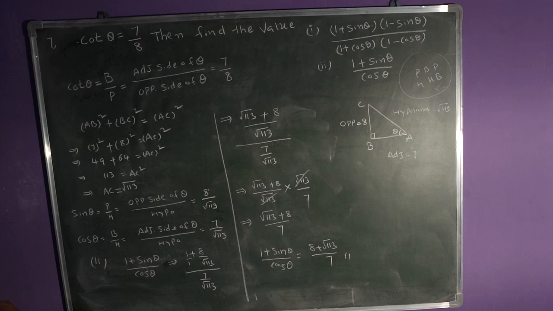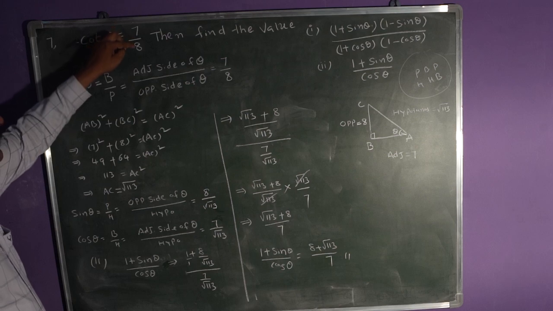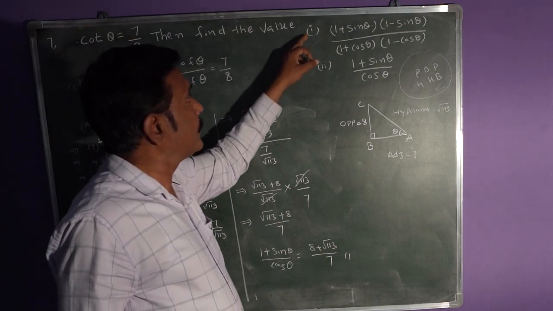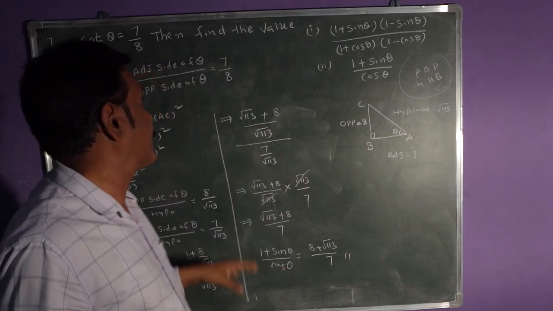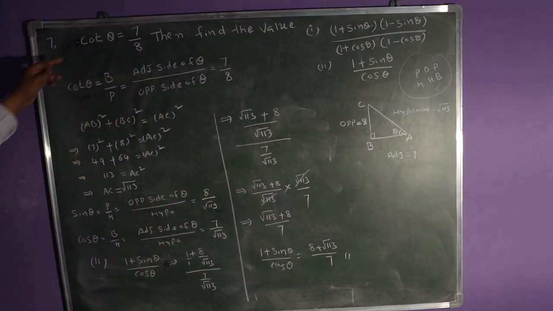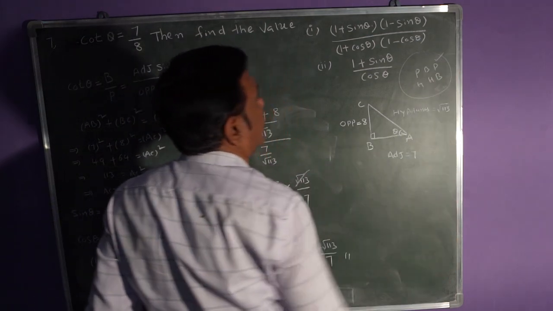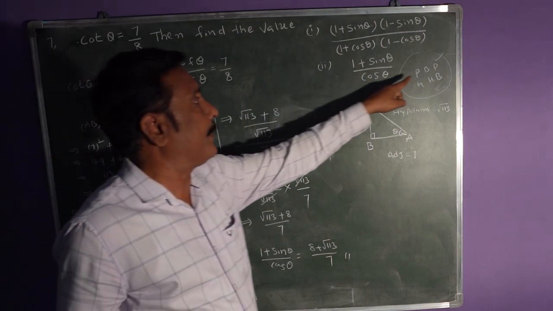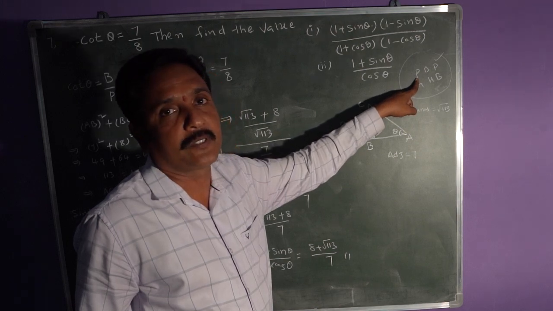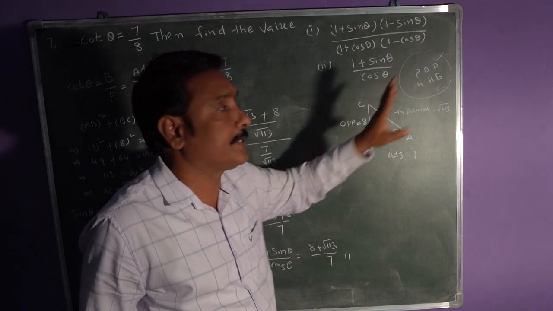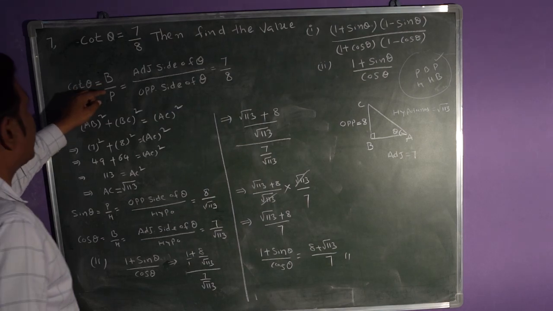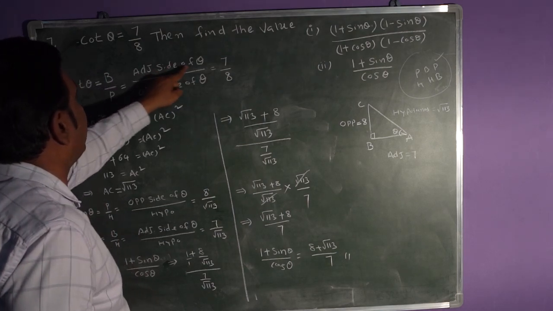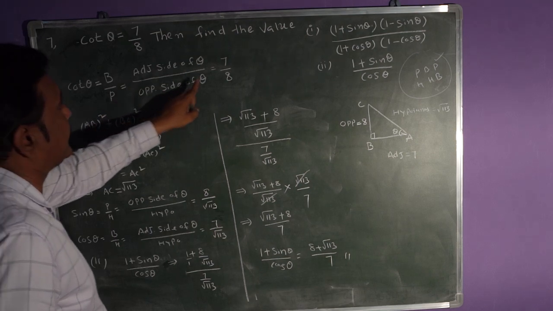ఇక్కడ మరొకసారి I will explain once more. మనకి ఇచ్చినటువంటి వాల్యూ cot theta is equal to 7 by 8 ఇచ్చేసి ఈ 2 వాల్యూస్ మనం ఫైండ్ అవుట్ చేయమని చెప్పేసి, ఈ 2 వాల్యూస్ మనం ఫైండ్ అవుట్ చేయడం కోసం ఇచ్చిన cot theta యొక్క రేషియోను కనుక్కుంటున్నాం. Always remember: cot theta is equal to b by p. b means base, adjacent side of theta, and p means perpendicular, opposite side of theta.